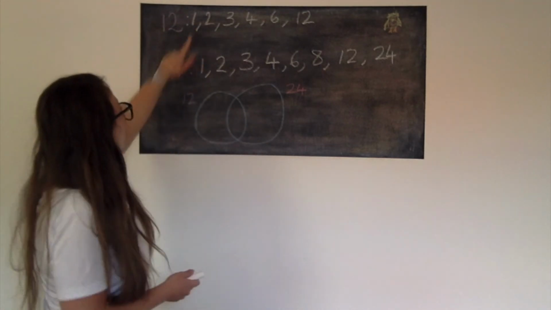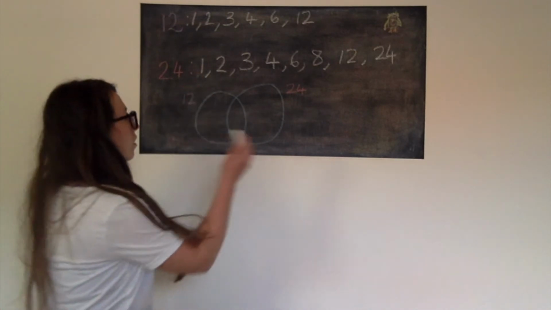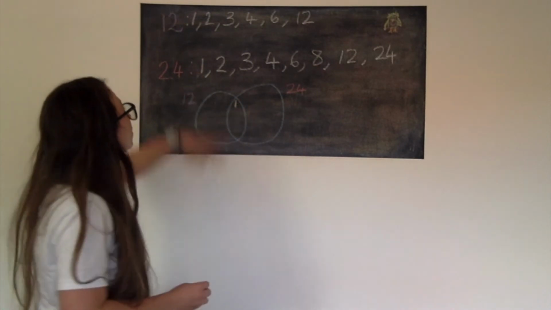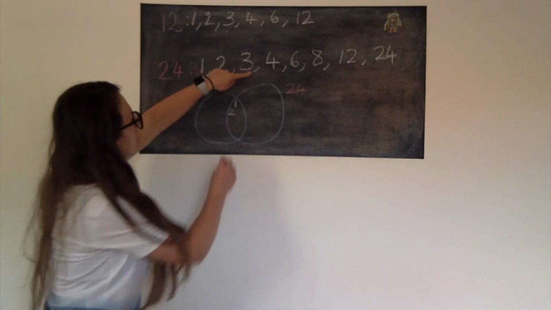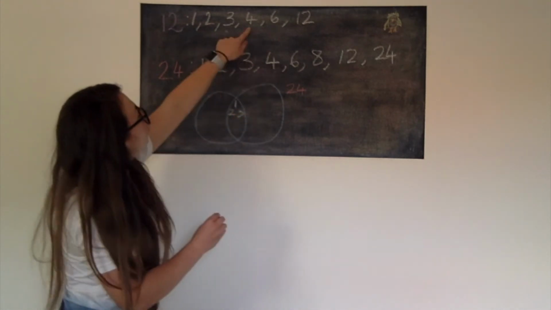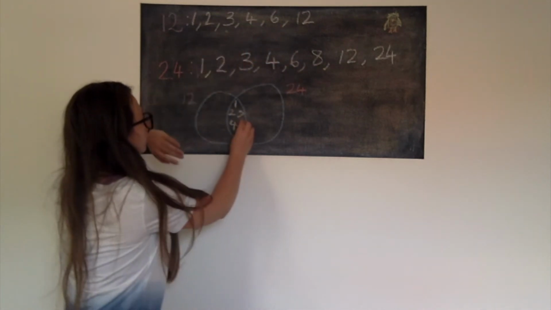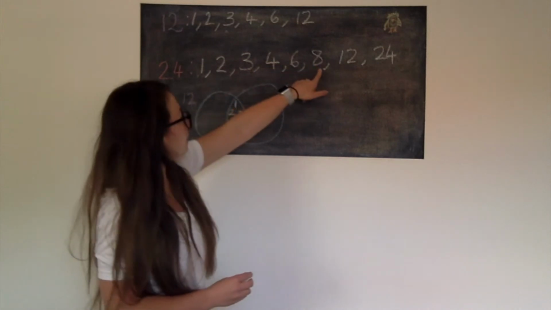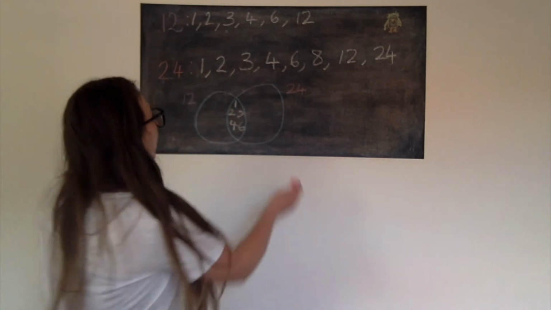So I can start off with 1. I can see that in both of my list of factors. So we call it a common factor. So it goes in the middle. I can also see that 2 is a common factor, as is 3, 4, 6. Now, 8 is a factor of 24, but not of 12. So I can put that over here.